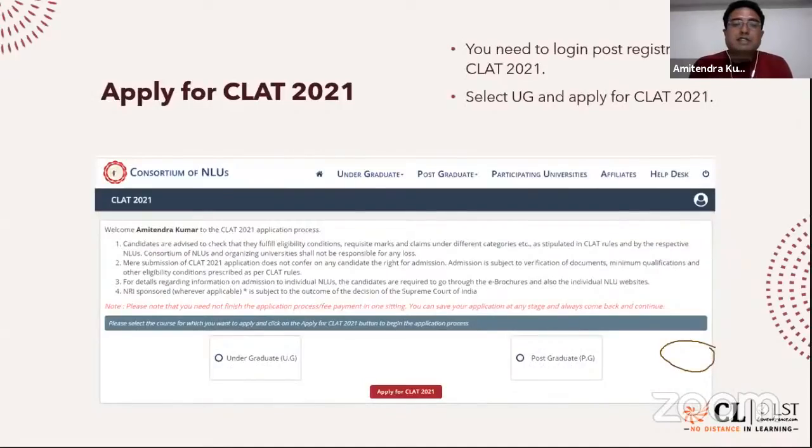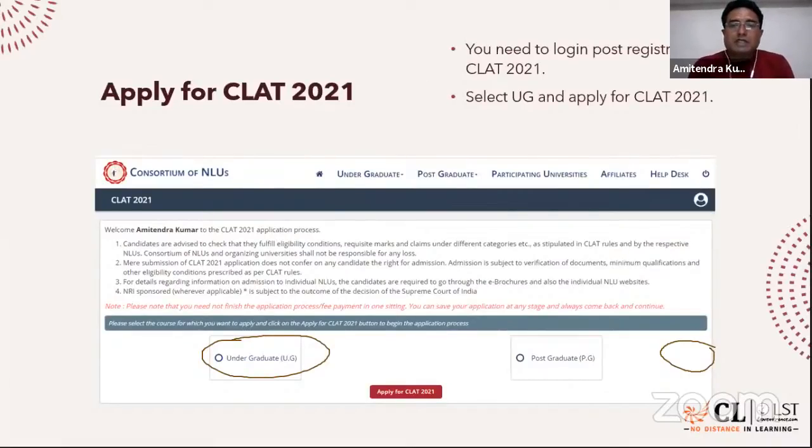Once your registration process is complete, you have to re-log in. Now, using your mobile number and your password, which you created for yourself, you have to re-log in, and then you'll have to select undergraduate. Remember, you have to select undergraduate over here, and that is the tab given out here. If you're applying to BALLB, BBA LLB, whatever programs the NLUs are offering after class 12, right now you have to select the undergraduate. You should not select postgraduate. That is for somebody who's already a lawyer and wants to take up LLM as a program at national law universities. Once you have clicked on that checkbox, go for apply for CLAT 2021.